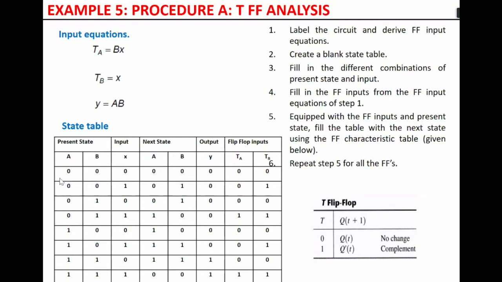You start with all the combinations of A, B, X, the present state. And then you get TA from the mathematics, from the circuit, using these combinations. Then you are done with the circuit. And now you look at the behavior of the flip-flop to give you the next states.